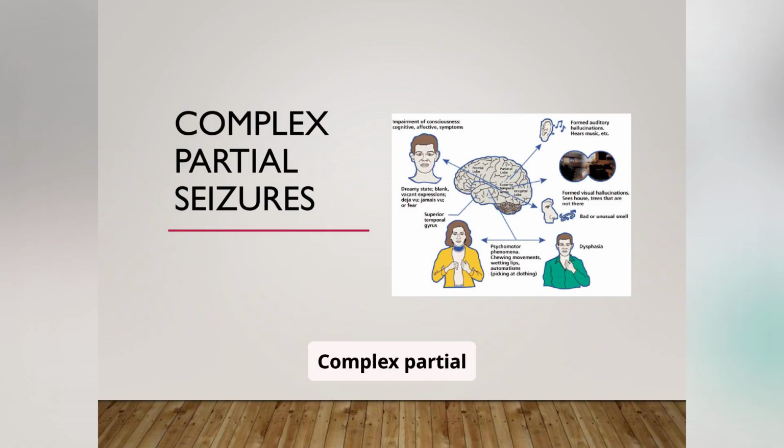Complex partial seizures can manifest in a variety of ways, including impairment of consciousness, dreamy states, auditory and visual hallucinations, unusual smells, psychomotor phenomena, and dysphagia. Recognizing these diverse symptoms is crucial for accurate diagnosis and management.